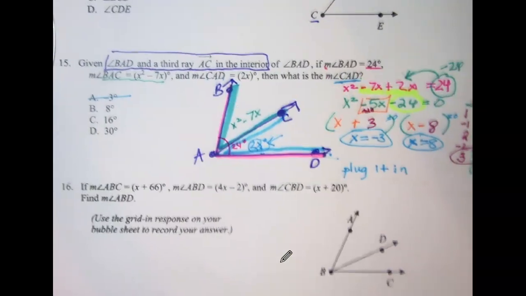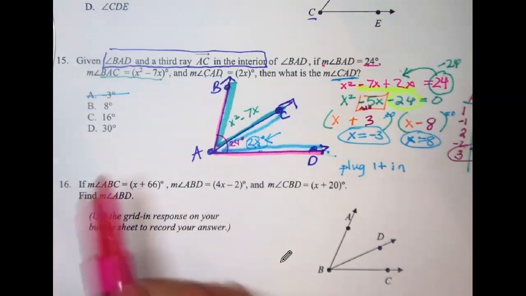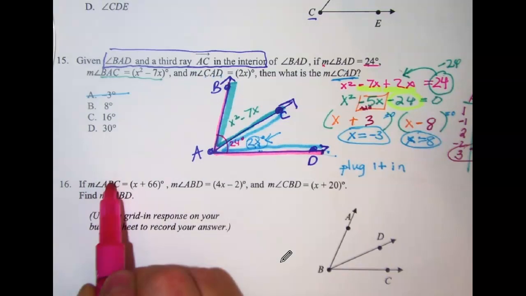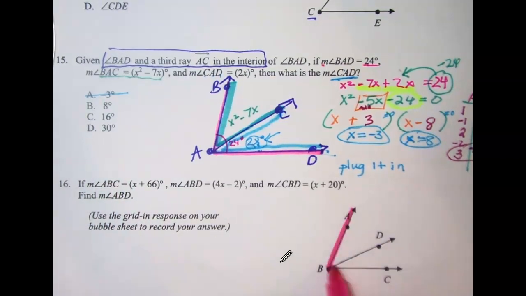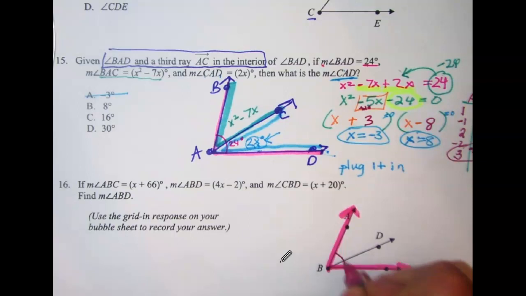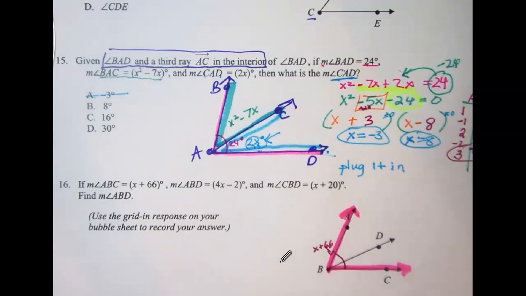All right, let's go to 16. We have a drawing for us, which is really nice because then we don't have to draw it. So I have the measure of ABC is x plus 66. So A, B, and C, that whole entire thing is x plus 66. So I like to do this, and then I'll just point x plus 66, the whole entire thing.